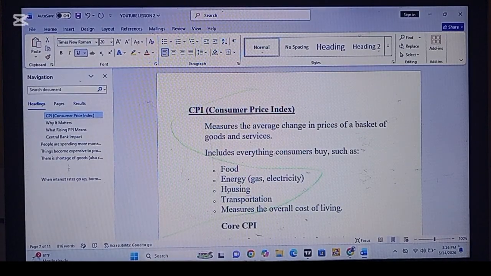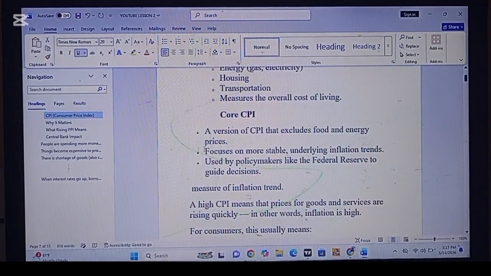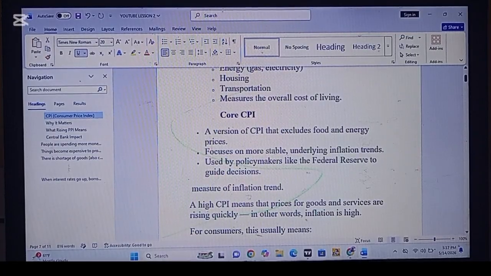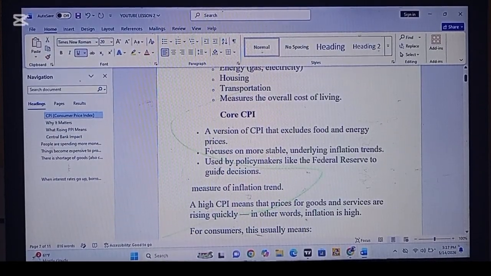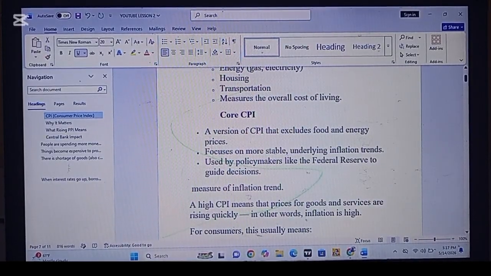CPI mostly shows us the overall cost of living. How is the overall cost of living? Is it high? Is it moderate? Are we decelerating? Are we accelerating? Or are we just the same? But when you look at core CPI, we look at the long-term inflation trend. How is the inflation trend in the long term? So you can see core CPI is a version of CPI that excludes food and energy prices. It focuses more on stable underlying inflation trends. That is why we are saying it gives us long-term inflation trend data. That is the work of core CPI.